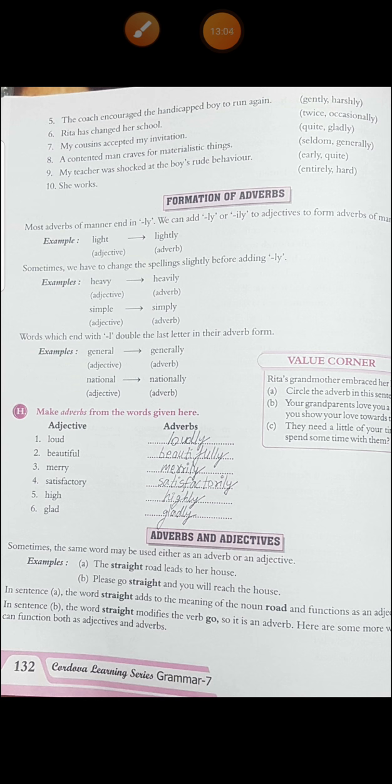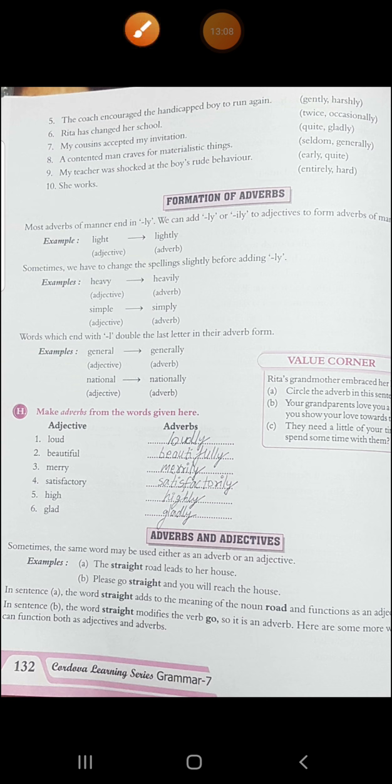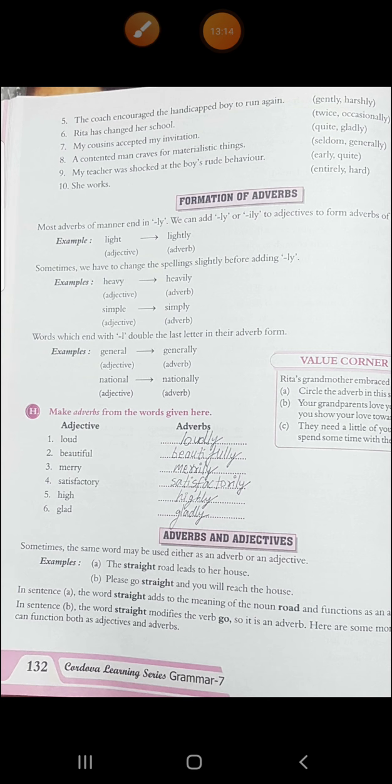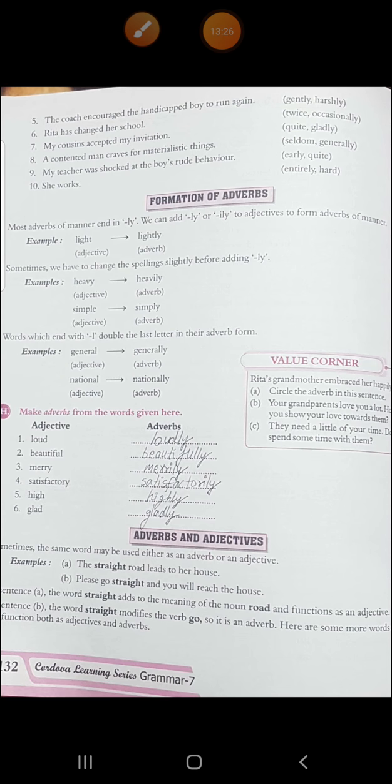Alright, let's do the next part, that is adverbs and adjectives. Sometimes the same word may be used either as an adjective or as an adverb. The straight road leads to her house. Please go straight and you will reach the house. See, in this first one, the word straight adds meaning to the noun road, and functions as an adjective. In the second sentence, the word straight modifies the verb go and so it is an adverb.